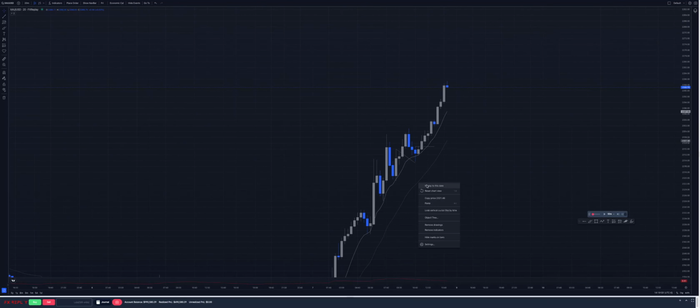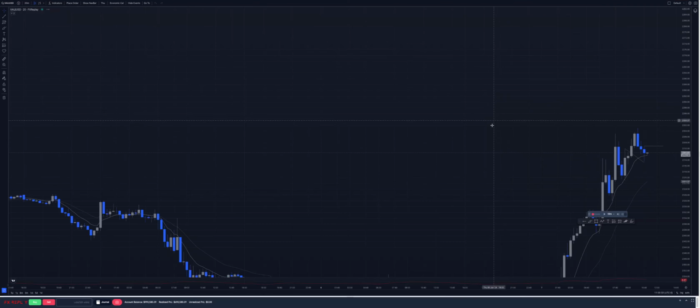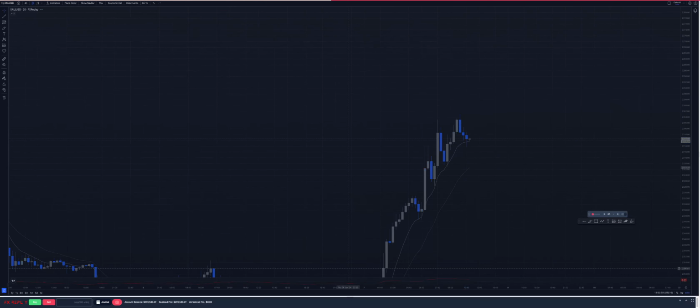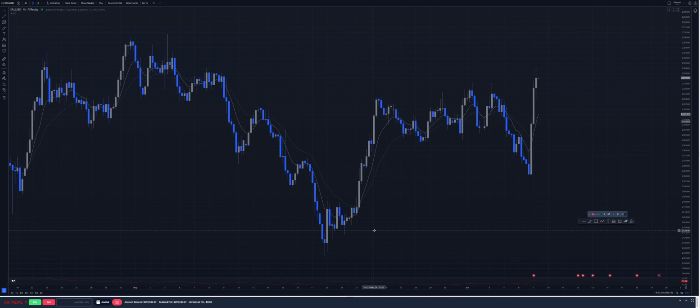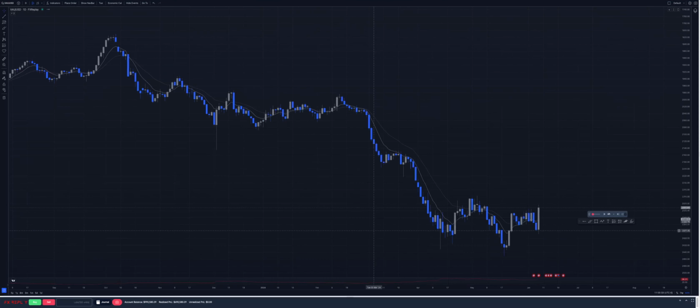Okay, so I'm going to replay to this particular entry. And then now we see what it looks like across time frames. And if you do this enough times, you're going to become an expert. Daily good.